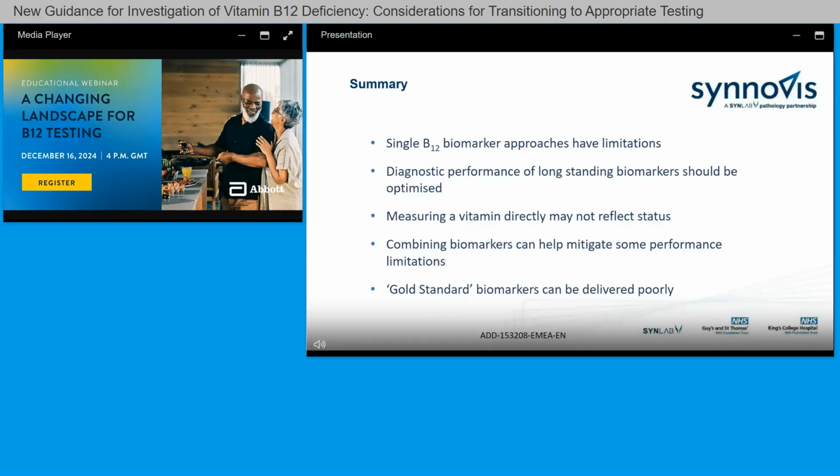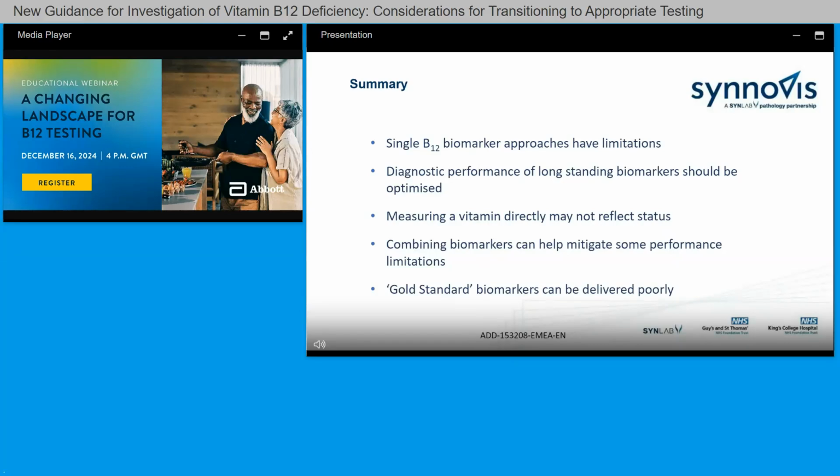Remember, serum B12 and active B12 are telling you about the abundance of the vitamin. This may not directly reflect functional status at the tissue level. You can mitigate some of the performance limitations of a biomarker by using more than one. But whatever approach you use, proceed with caution.